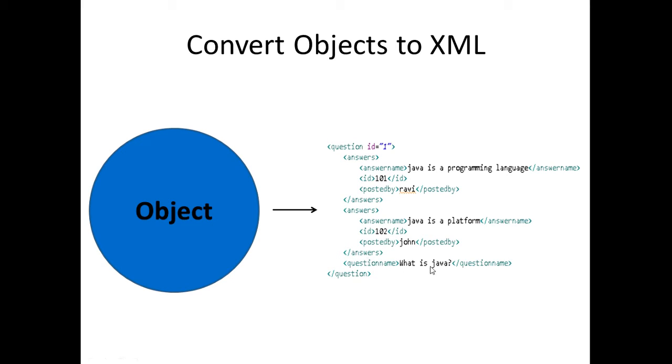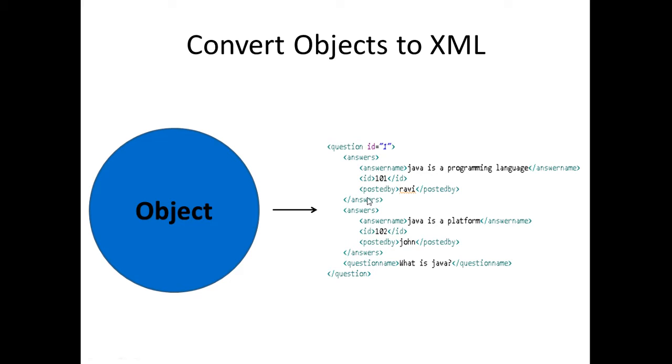All right, so for the last data member that we're going to have within this question class, we're going to have this question name, which is going to be a string because it simply just holds a string, which is what is Java. So those are the three data members that we're going to have within the question class. We're going to have the ID, we're going to have an array list that holds answer elements, and then we're going to have a string called question name. And that's pretty much how we're going to structure our object and then create some XML out of it.